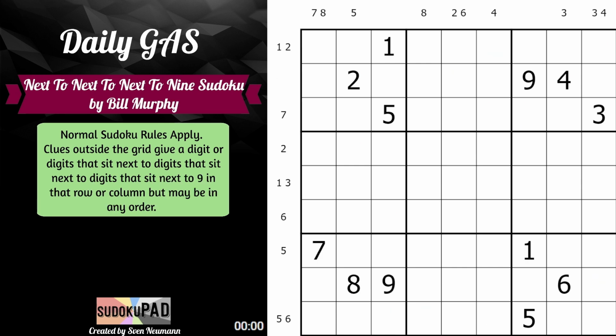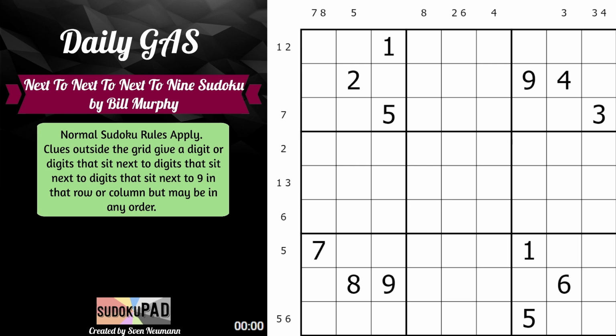But boy, was I surprised when I saw the next set of puzzles that were released. We have now a Next to 9 Sudoku by Bill Murphy. Normal Sudoku rules apply. Clues outside the grid give a digit or digits that sit next to digits that sit next to digits that sit next to 9 in that row or column, but may be in any order.